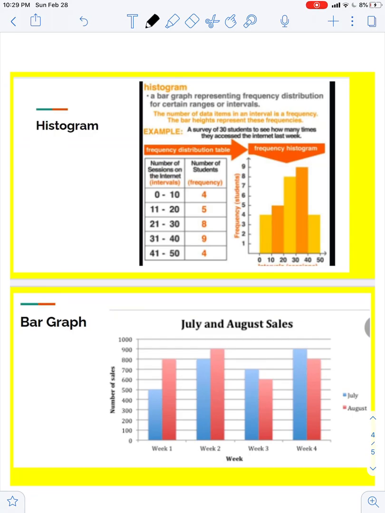The next two types of graphs we're going to talk about are really similar. So they are a histogram and a bar graph. And the two differences are that histograms cover intervals, while bar graphs cover single things.